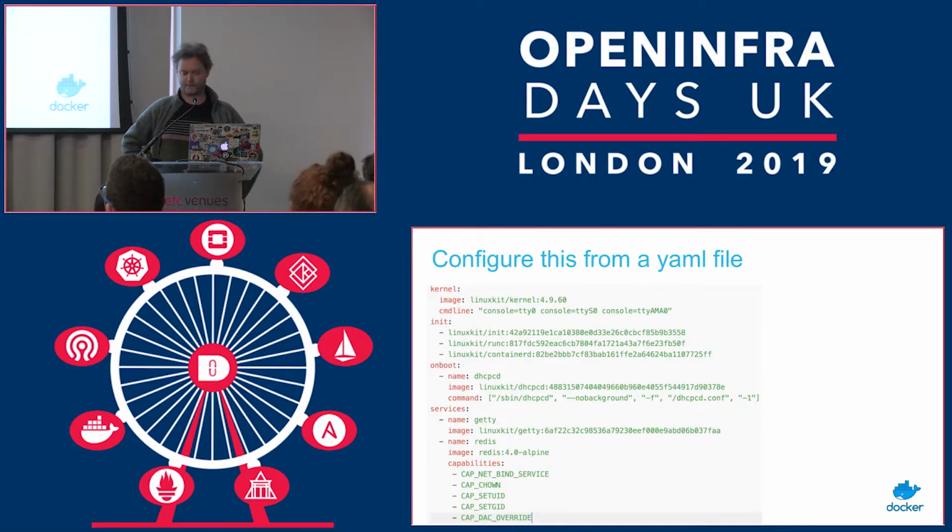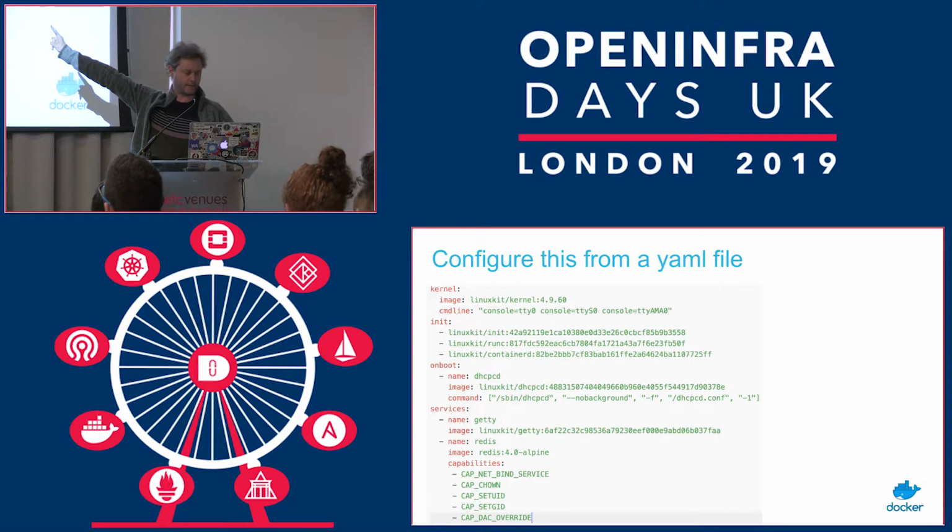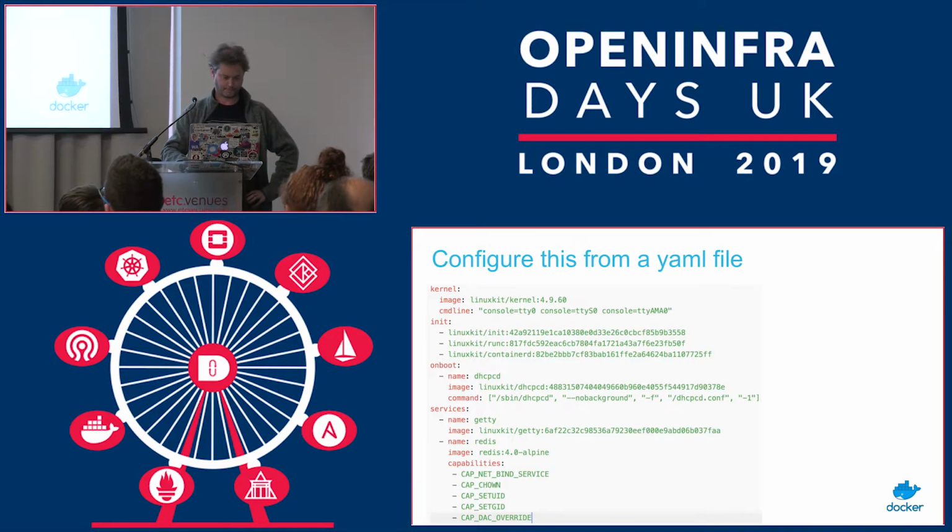There's a YAML file for config because everyone loves YAML in infrastructure. This is a very simple example. It starts up, runs DHCP to configure the Ethernet, and then it's running a Redis service and a Getty for login.